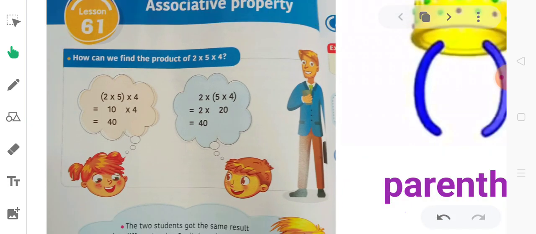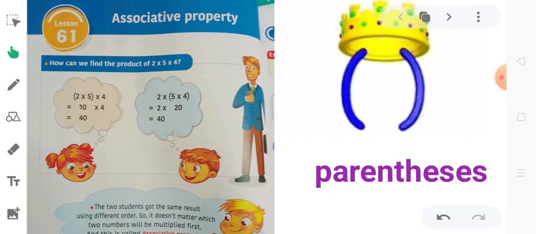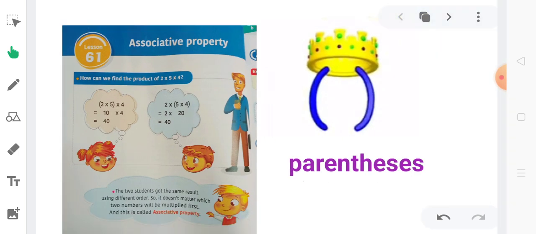Okay, let's solve some exercises. Don't forget to get the answer of the parentheses first. Okay, the king first. Okay, let's see here. The 2 students got the same result. Did you notice? I've got the same result, or the same answer, using a different order. So it doesn't matter which 2 numbers will be multiplied first.